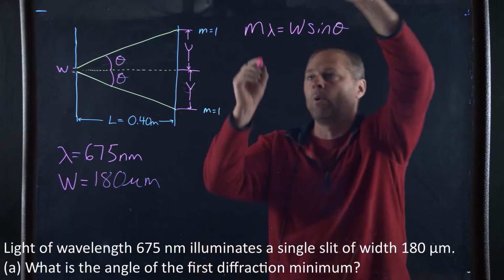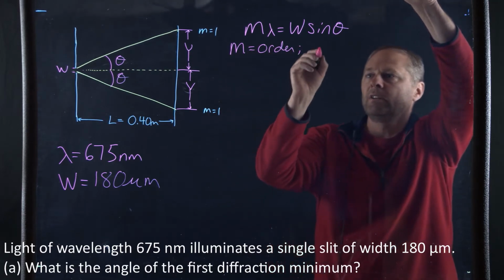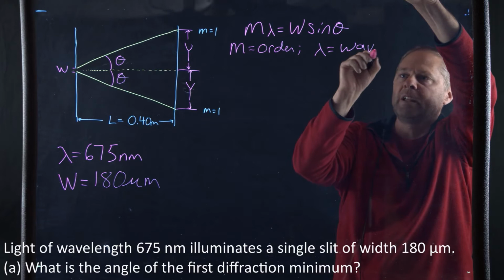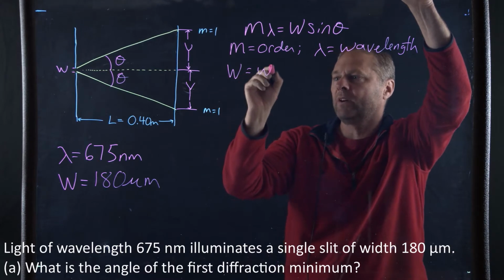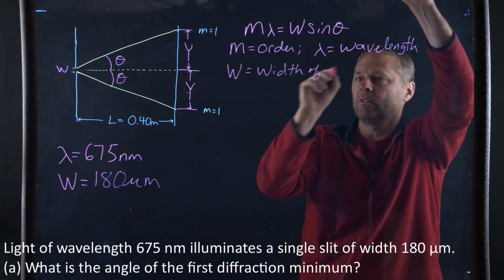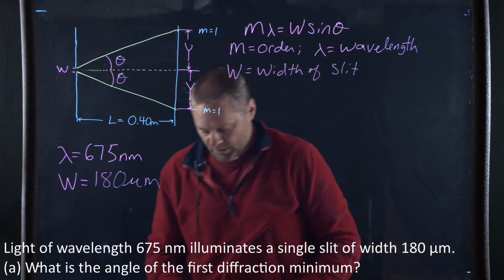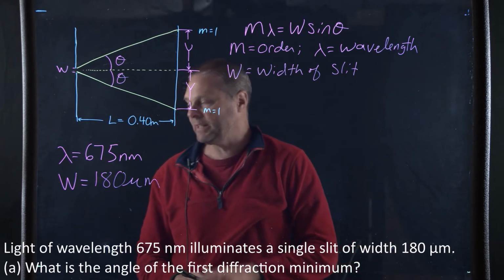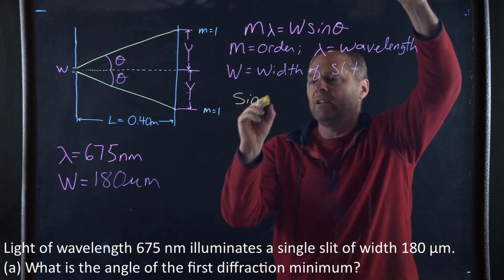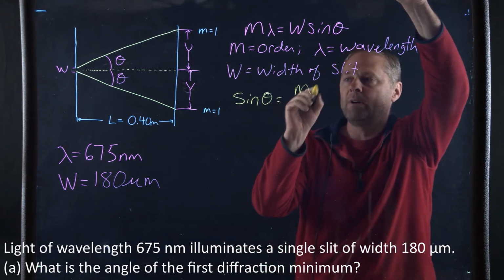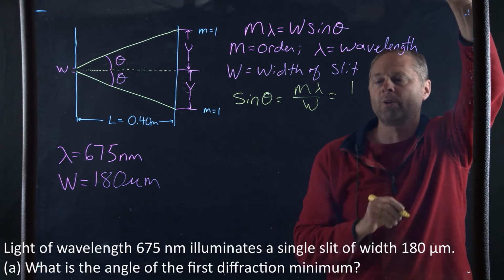where m is going to be the order, right? So m is equal to the order. Lambda is once again going to be our wavelength. W is the width of the slit. And then theta is going to be our angle. And so for this first one, we need to find the angle of this diffraction. So our sine of theta is going to be equal to m lambda all upon W, which is equal to, we're looking for the first order.